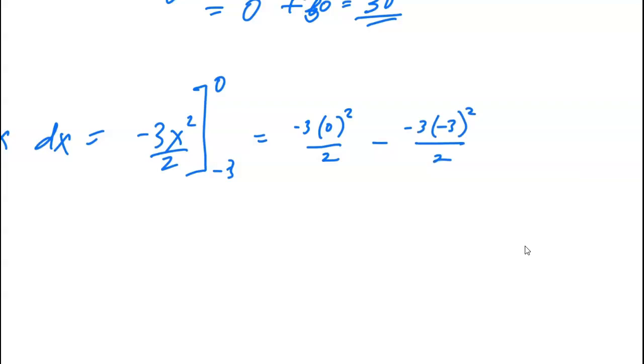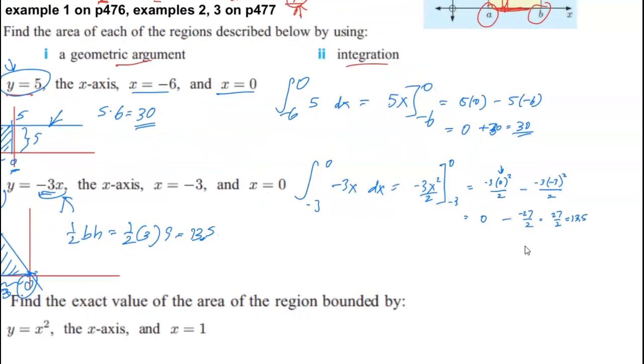Okay, and then we just simplify now. 0 minus, let's see, negative 3 times negative 3 squared. So that would be negative 3 times negative 3 times negative 3, which is negative 27 over 2. So I could cancel out those negative signs. So the answer is 27 over 2, which is 13.5. And that's what we got when we did 1/2 base times height also.